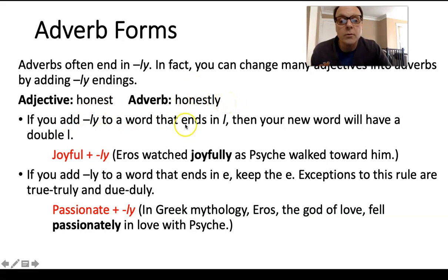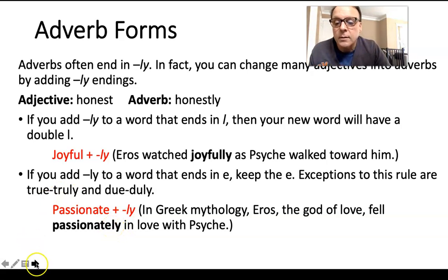If you add ly to a word that ends in l, then your new word will have a double L, like joyfully, right? You take this word joyful, which is usually an adjective telling about something, and then you add ly, making it an adverb, and you double the L. So this is just a spelling rule. If you add ly to a word that ends in e, keep the e. Exceptions to this rule, of course there have to be exceptions, are true and due, where you drop the e. These are just spelling rules. Passionate becomes passionately, where you keep the e. But oftentimes you drop an e when you add ly.